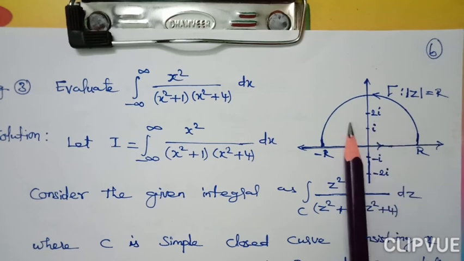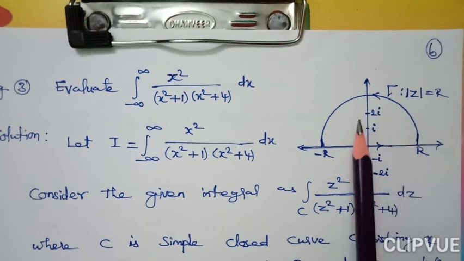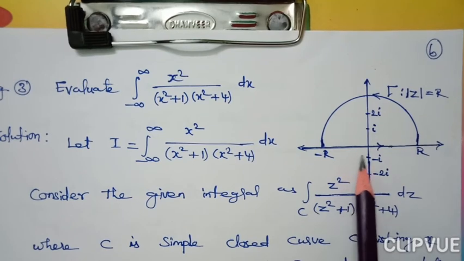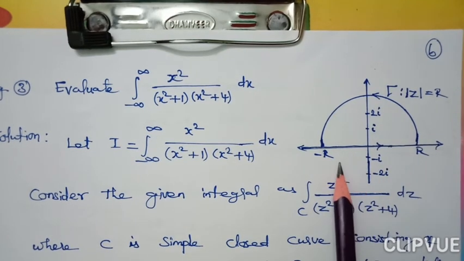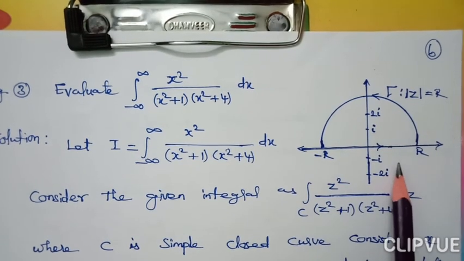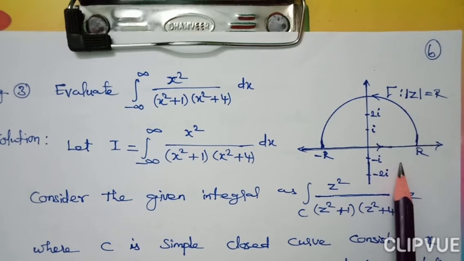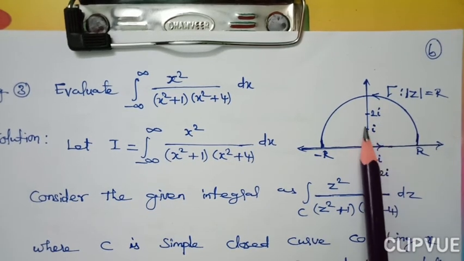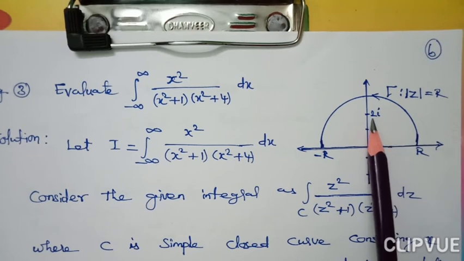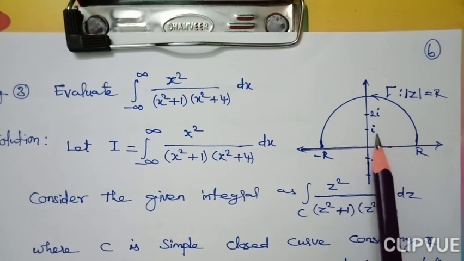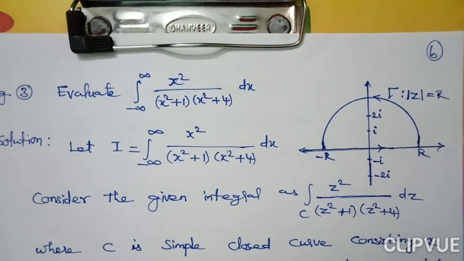Obviously the points in the first and second quadrants lie inside C. Third and fourth quadrant points lie outside C. In the third quadrant, the real part is negative and the imaginary part is also negative. In the fourth quadrant, the real part is positive and the imaginary part is negative. So as I said, you need not worry about the real part, only check the imaginary part. A positive imaginary part lies inside C, a negative imaginary part lies outside C.